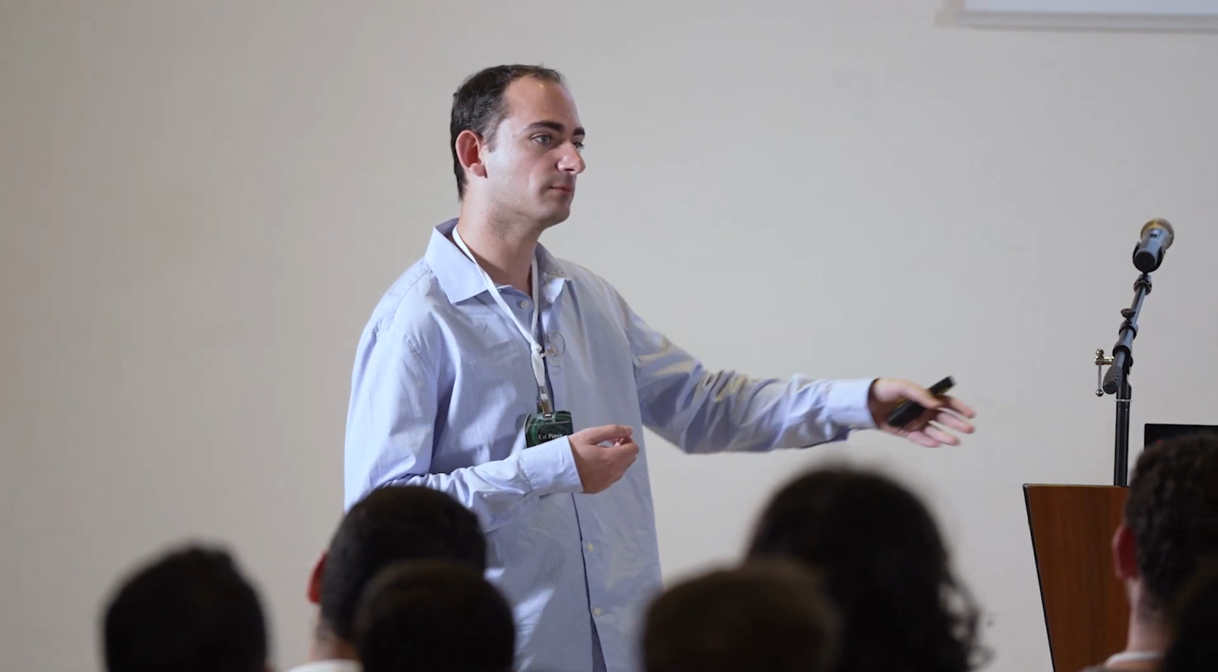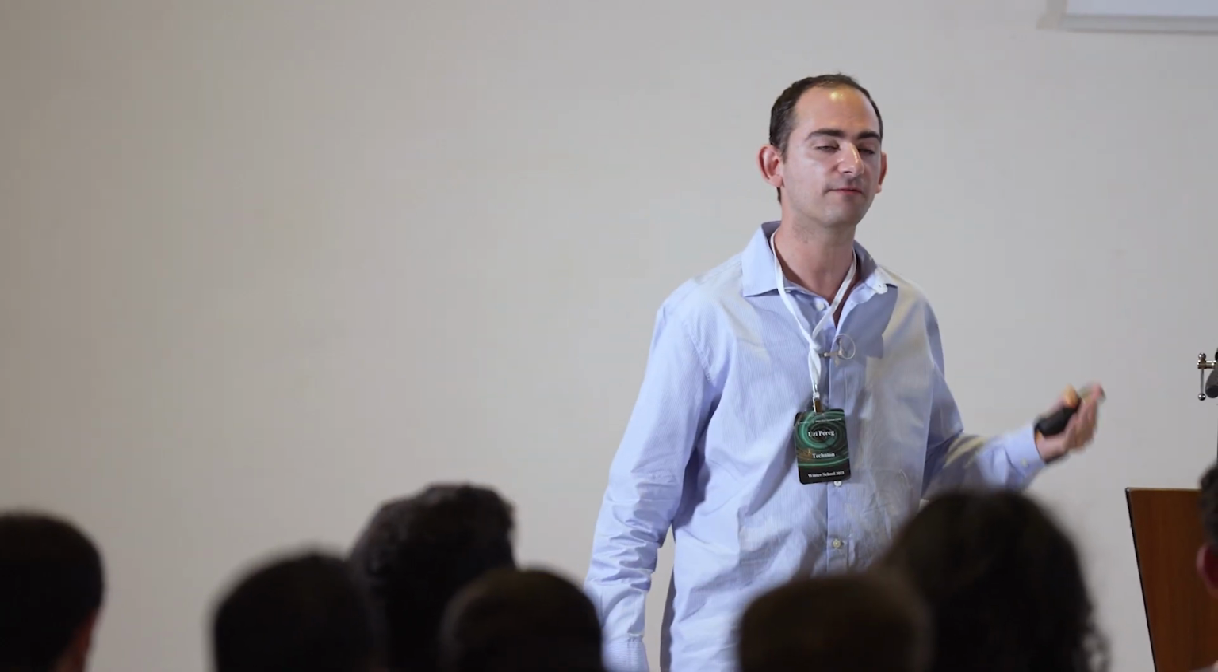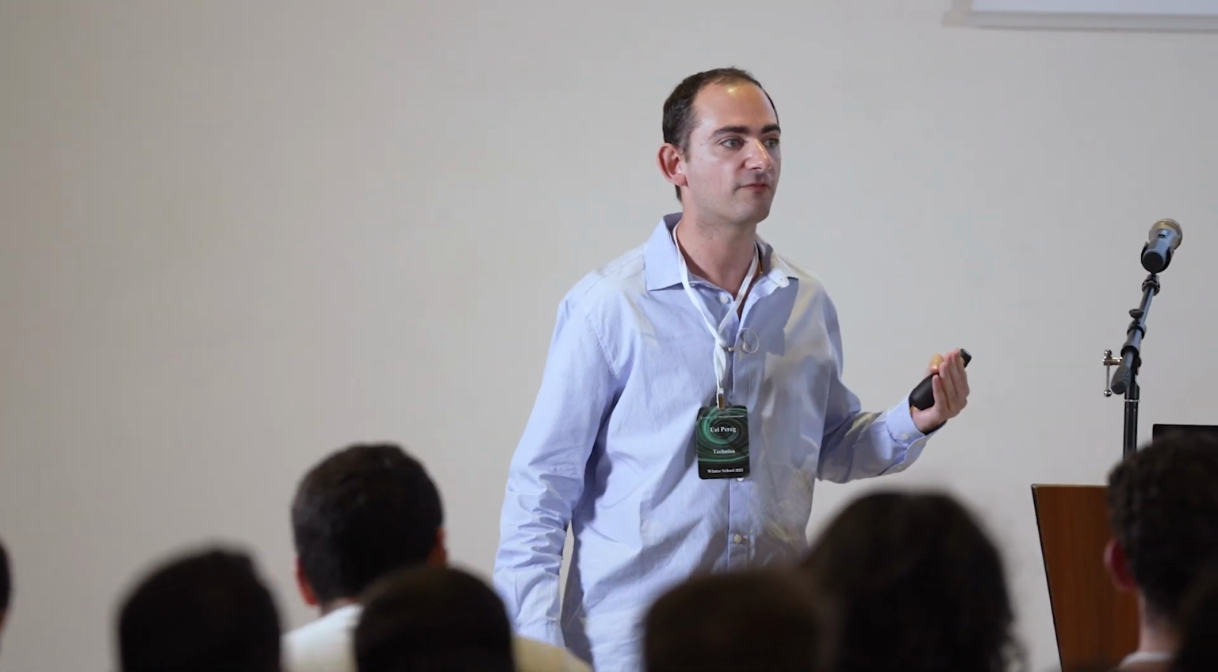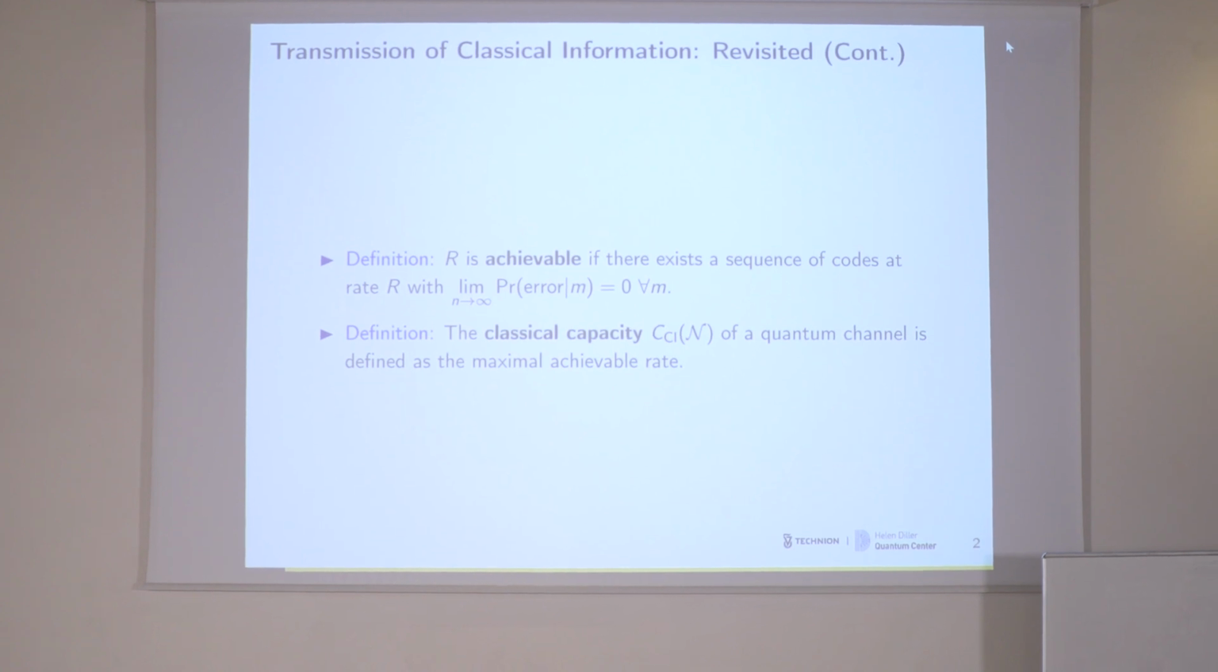We get 0 asymptotically. And now we define the classical capacity of a quantum channel. It's called classical capacity because we are sending classical information through a quantum channel. This is defined as the maximal achievable rate. So it characterizes the best performance that we could ever hope for in classical communication, in transmission of classical information.